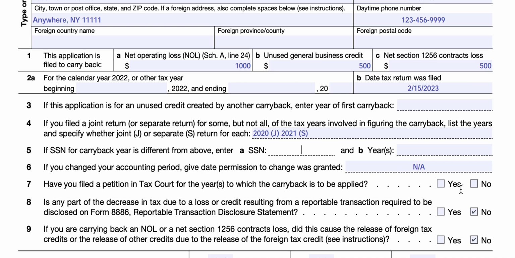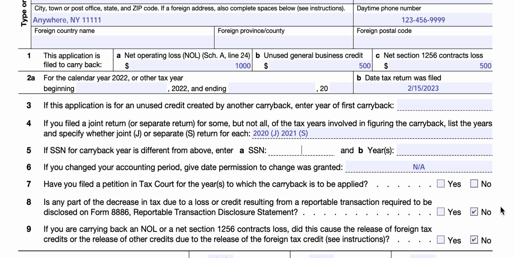Whether you filed a petition in tax court for the years to which the carryback is applied, is any part of your decrease in tax due to a loss or a credit from a reportable transaction that you would be required to file Form 8886, reportable transaction disclosure statement. And then finally, if you're carrying back a NOL or a 1256 contracts loss, did this cause the release of foreign tax credits or the release of other credits due to the release of the foreign tax credit? And again, there's specific information in the form instructions.